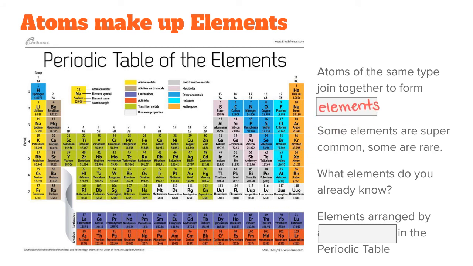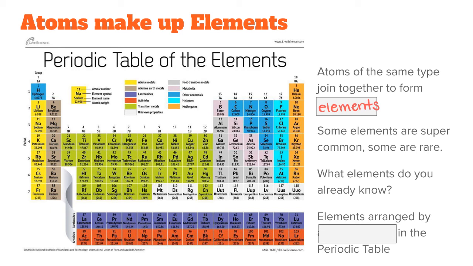So elements, you've probably seen this before, hopefully. It's called the periodic table of elements. You may have seen pictures of it. You may have learned about it before. We're going to learn more about it in our next lesson on Friday. But first, we're going to talk just briefly about it right now so that you have a basic understanding.